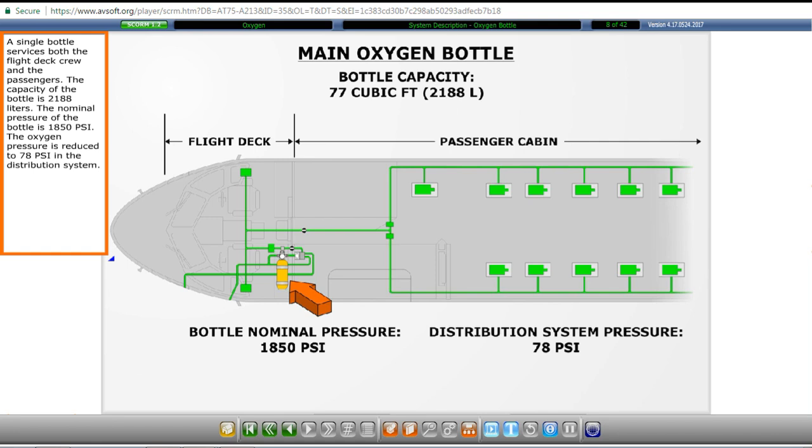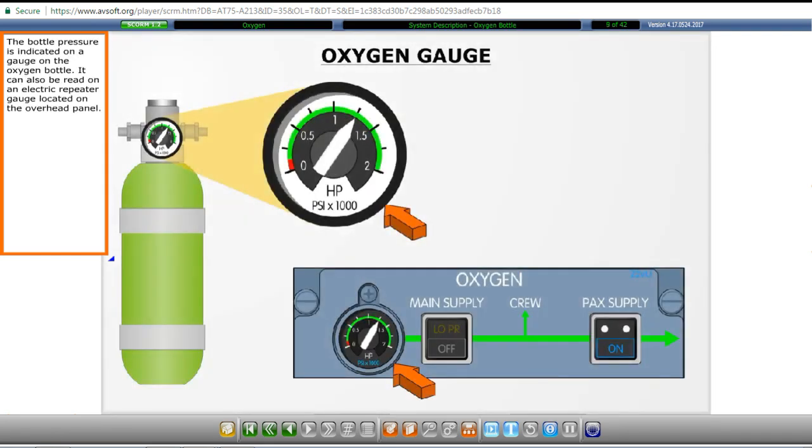The capacity of the bottle is 2,188 liters. The nominal pressure of the bottle is 1,850 psi. The oxygen pressure is reduced to 78 psi in the distribution system. The bottle pressure is indicated on a gauge on the oxygen bottle. It can also be read on an electric repeater gauge located on the overhead panel.